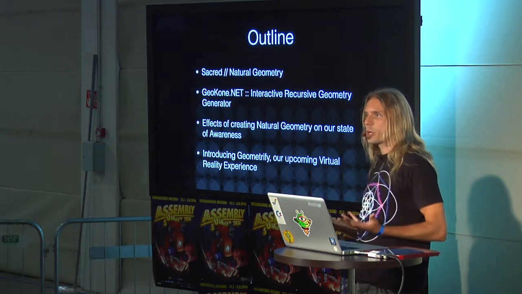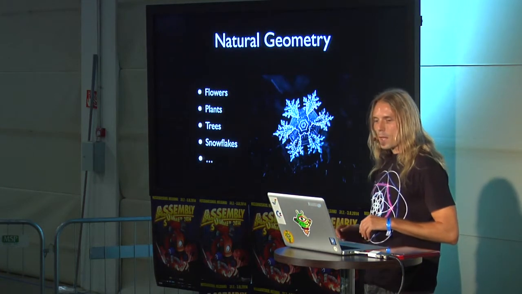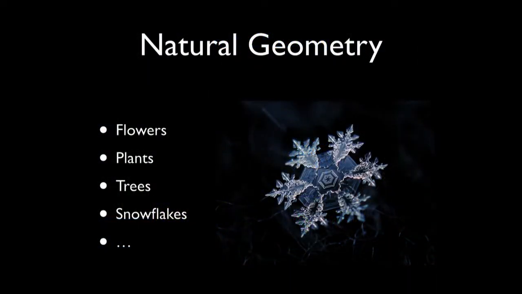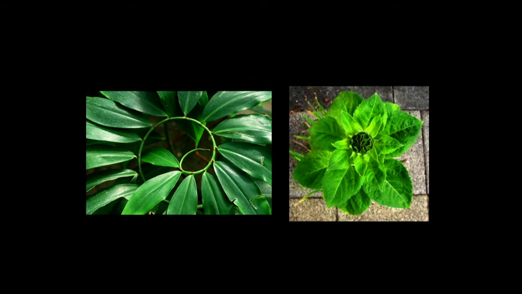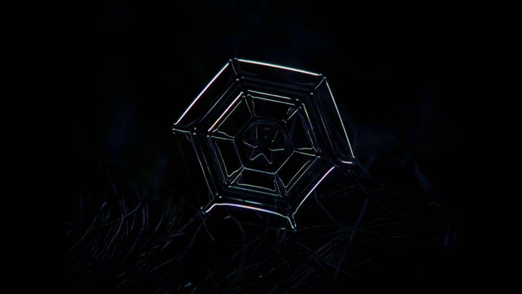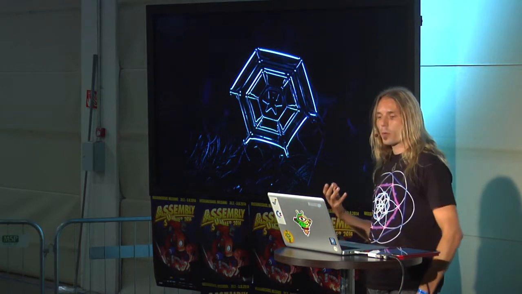But first, I'm going to begin by going over some basics of what natural geometry, what recursive geometry, is in this context. By natural geometry, I mean geometry that can be found in nature, that can be observed easily in nature. Of course, there is geometry everywhere, but in certain constructs like flowers, trees, plants, snowflakes, you can see occurring themes in the geometry that can be replicated with technology pretty simply, at least the basics of those models.